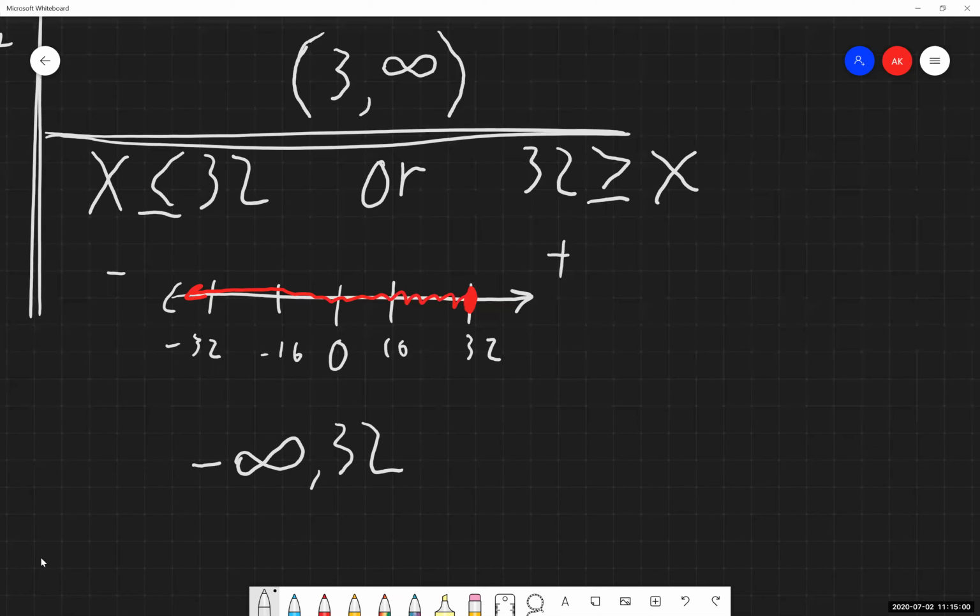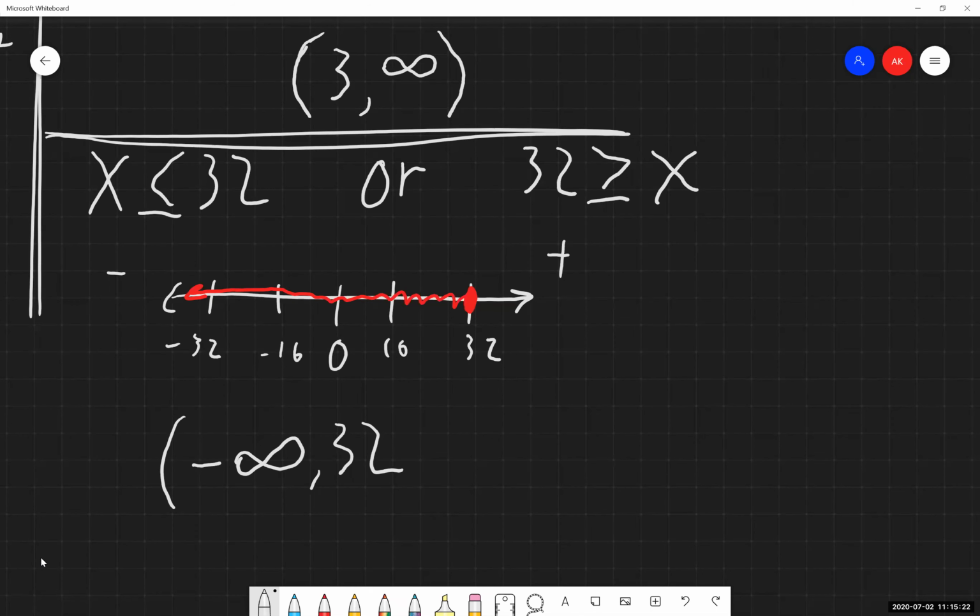Now again, infinity, whether positive or negative, we will never actually reach that point. So on this part of our interval notation, I'm going to have parentheses. You can always default to infinity and negative infinity with parentheses, every single time.